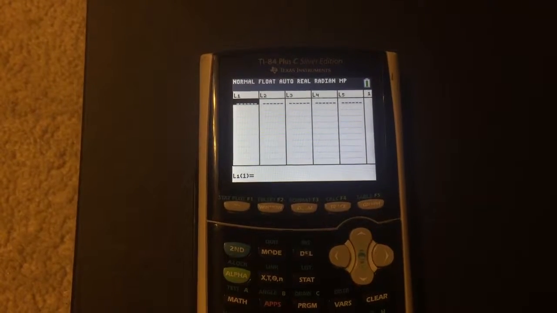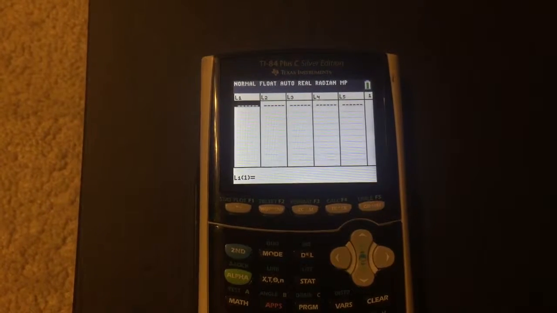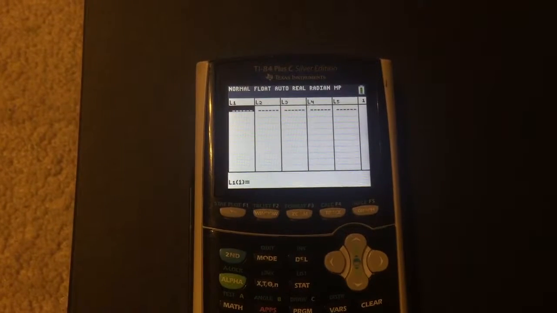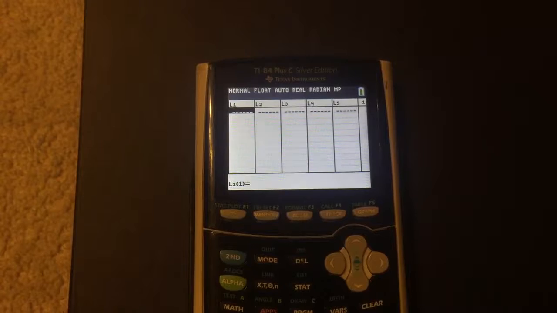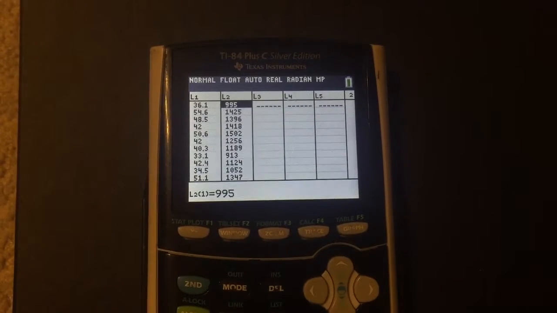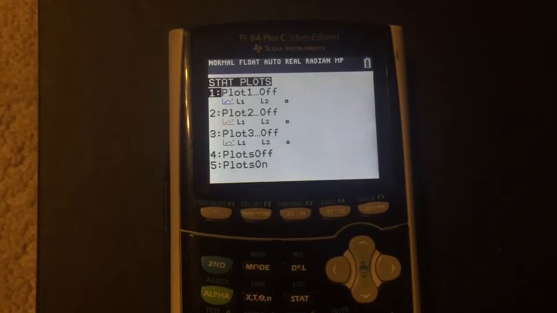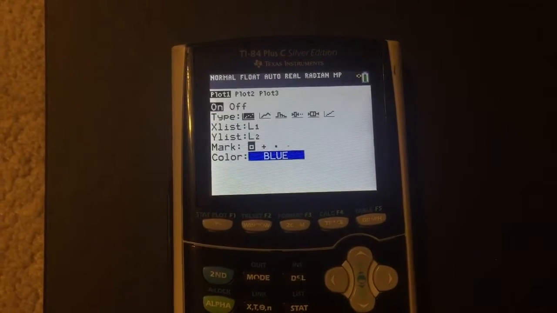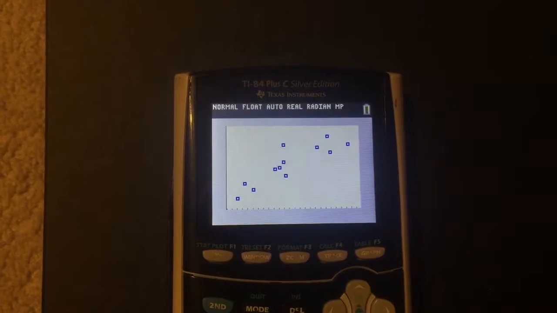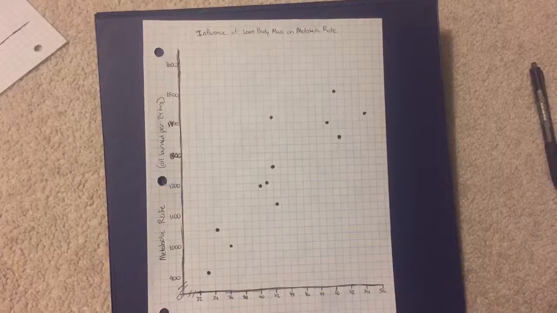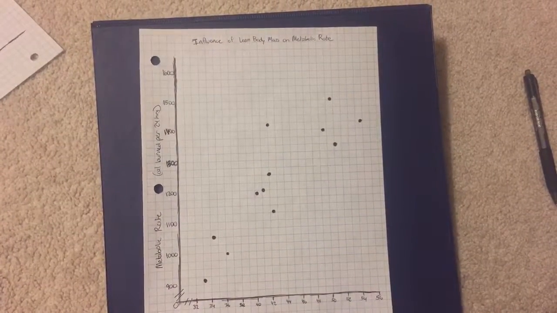For the basic question, we want to put the lean body mass in list 1 and the metabolic rate in list 2. And once we have all these typed in, we can go to stat plot and turn stat plot 1 on. And then we can graph that and go zoom 9, and then it'll show us our scatter plot. And here's my drawing of the scatter plot.